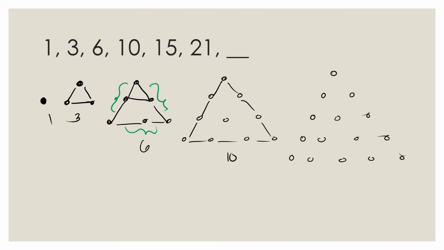So this is now 1, 2, 3, 4, 1, 2, 3, 4, 1, 2, 3, 4. And if you count all of the dots, we have here 15. And so inductively, we can say that the next one will be 21, and after that, we will have 28. So you can try it yourself.